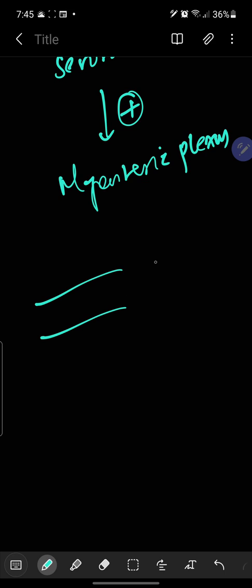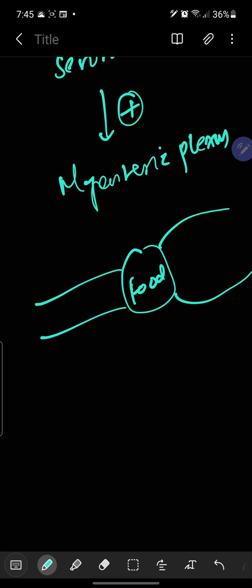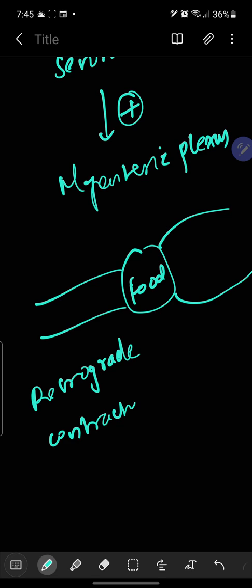It will be like this. This is a food bolus. In the proximal part, it will be constricted, whereas in the distal part, it will be dilated. That means the segment before the food undergoes contraction. So it is called retrograde contraction. It is by acetylcholine and substance P.